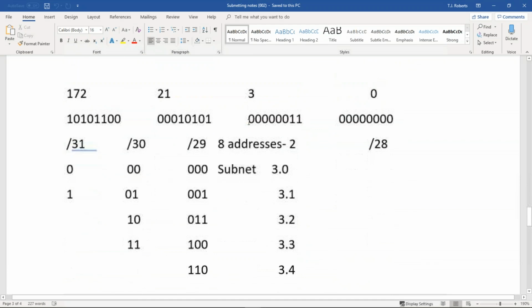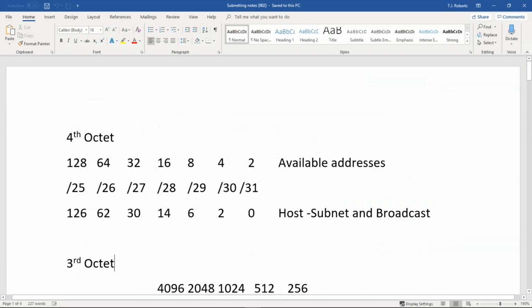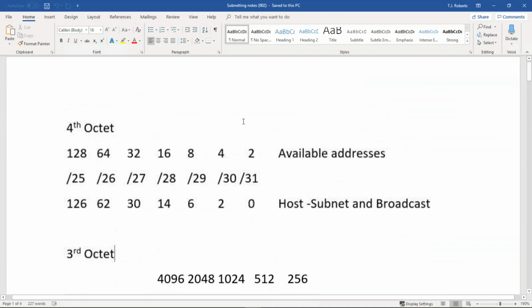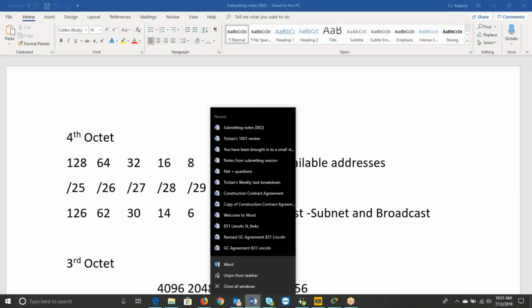This is a bad way to explain this. Sorry about that. I'm using the old document that I did before. Let me find another one just to explain this a little bit better. This one.